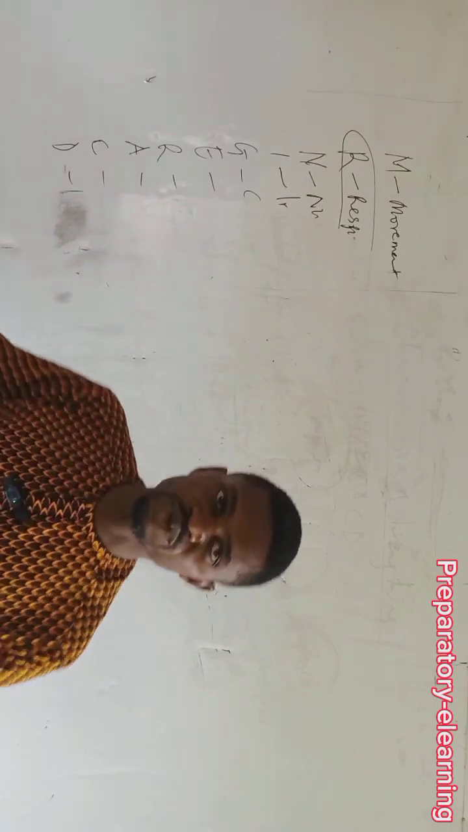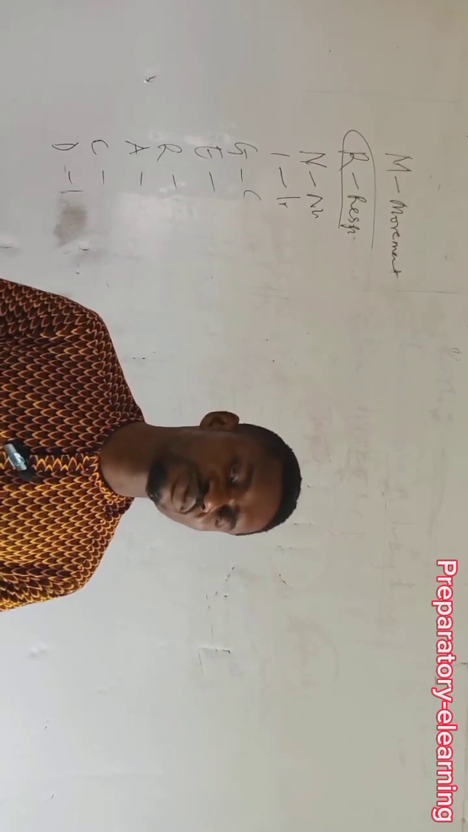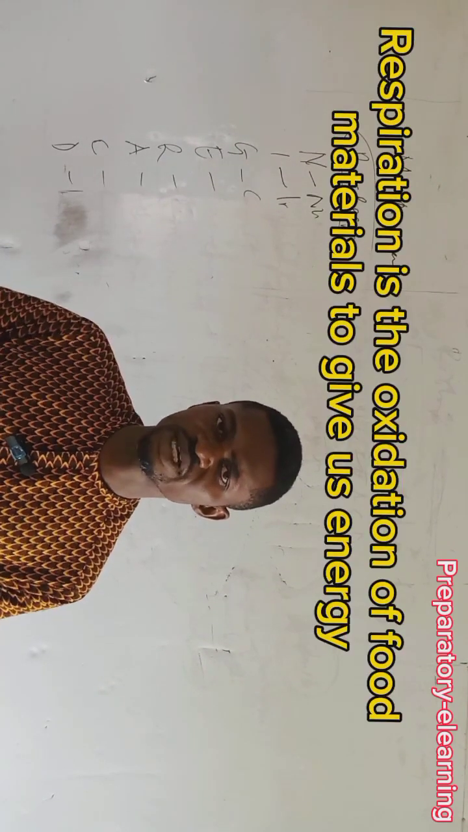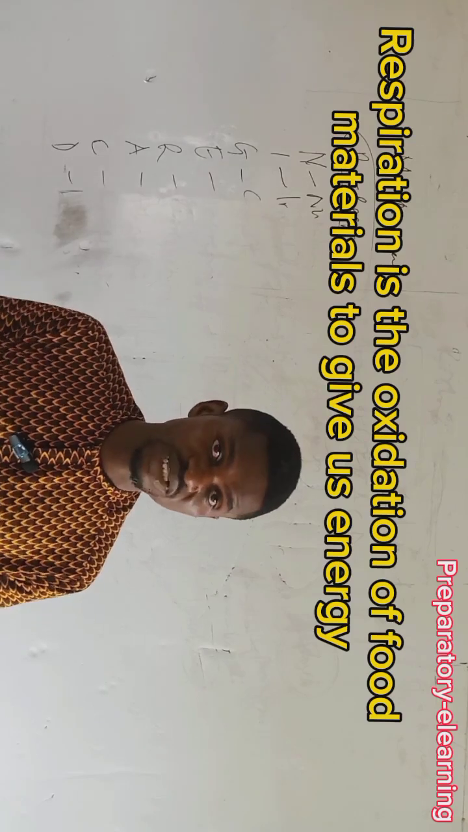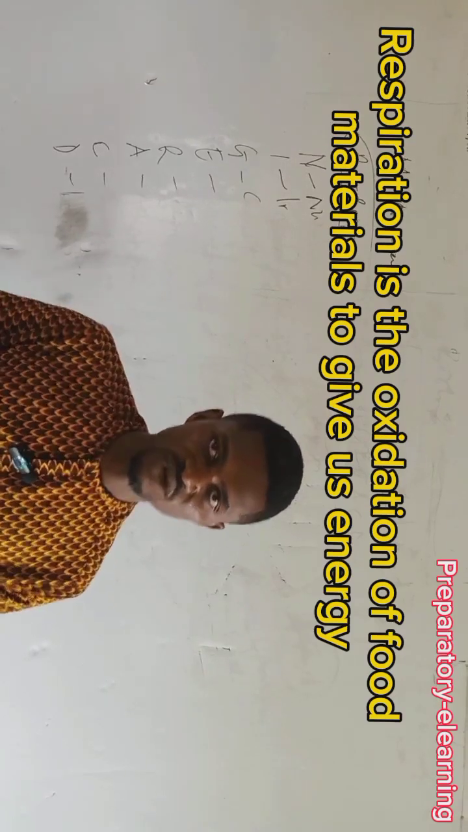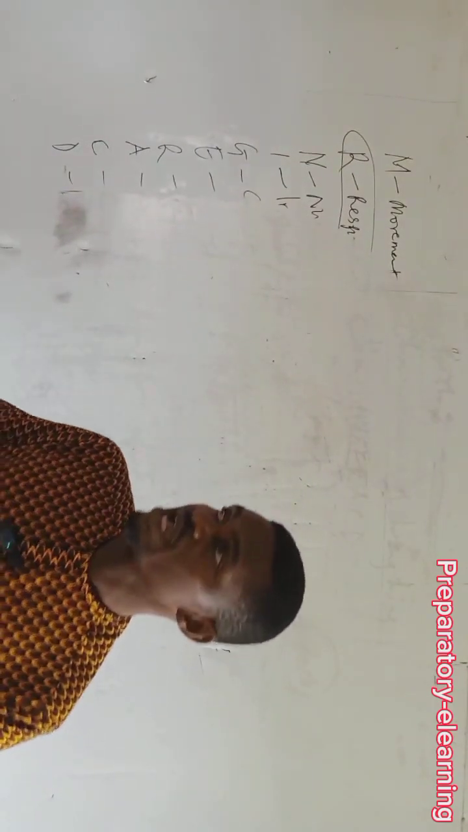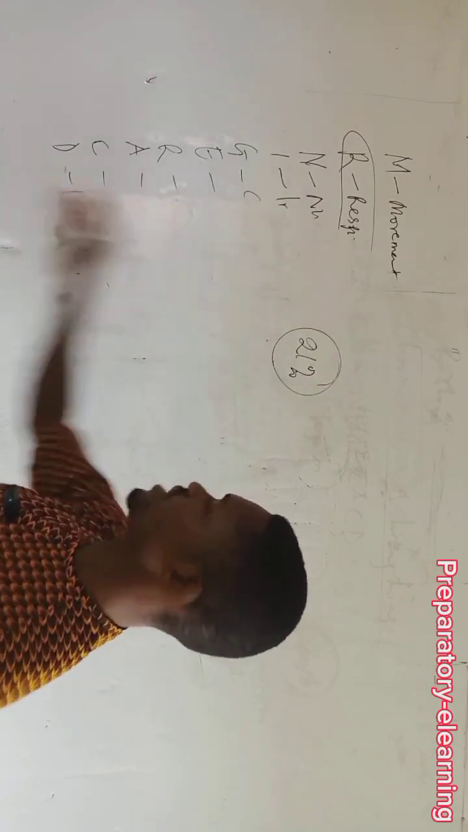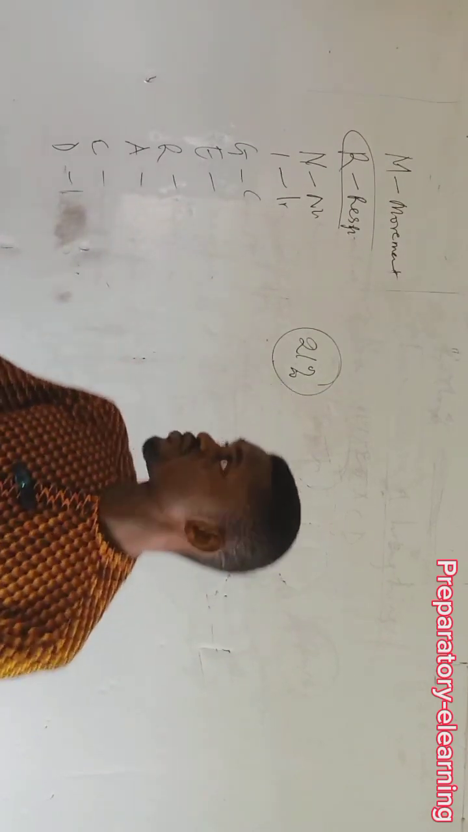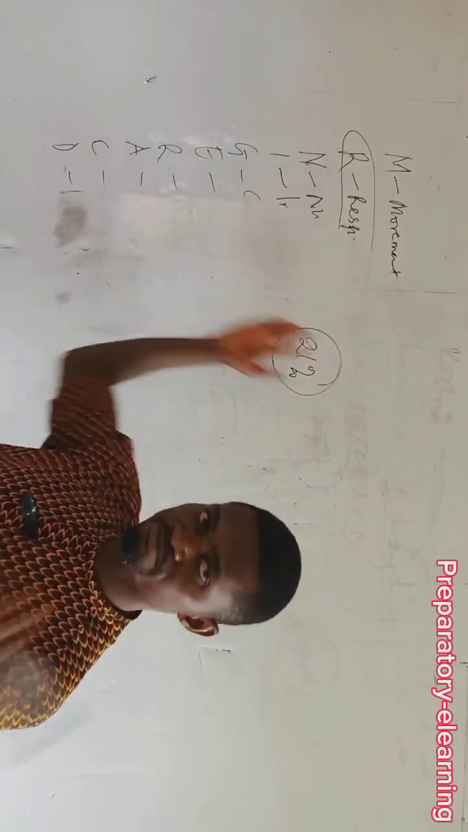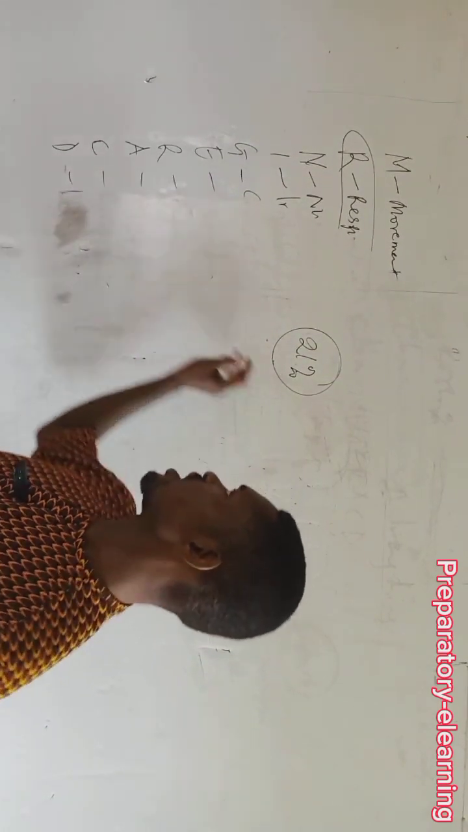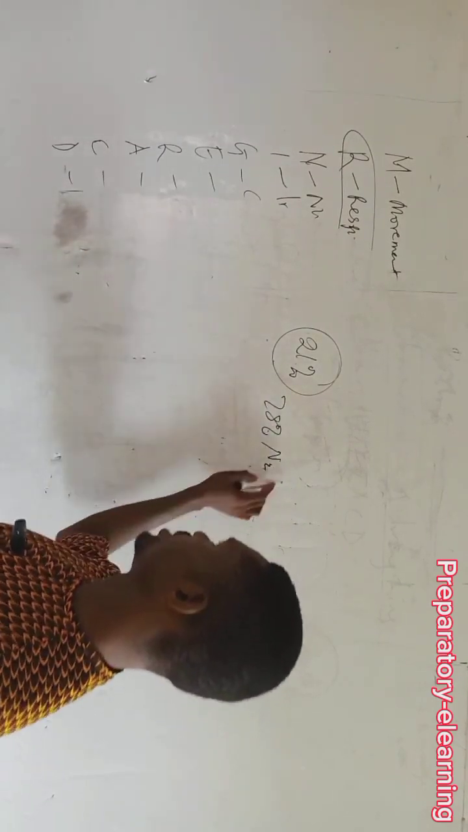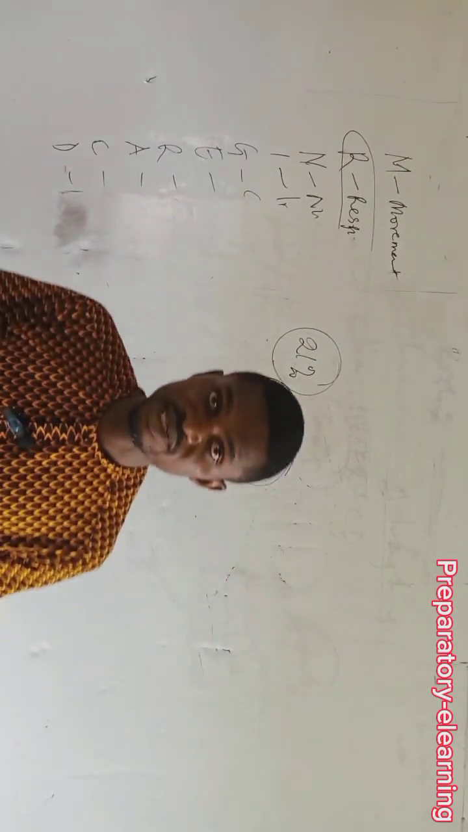Now, what is respiration? We can define respiration as the oxidation of food materials to give us energy. In very simple terms, the oxidation of complex material in the system to give us energy. Don't forget that air is a mixture of gases, and in all the gases that make up the air, oxygen gives us just 21%. So we have 21% of oxygen making up the entire air that we breathe. First, we have up to 78.1% of nitrogen, and this happens to be the greatest percentage compared to other gases that make up the air.